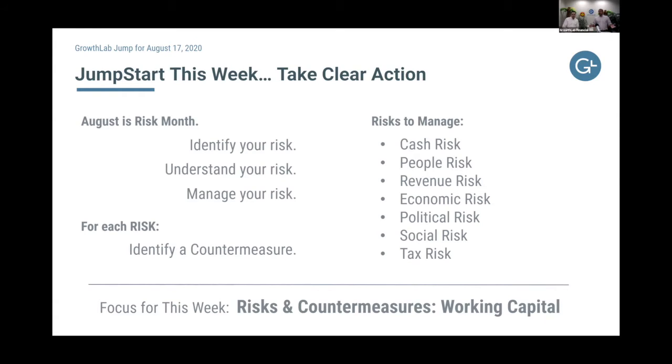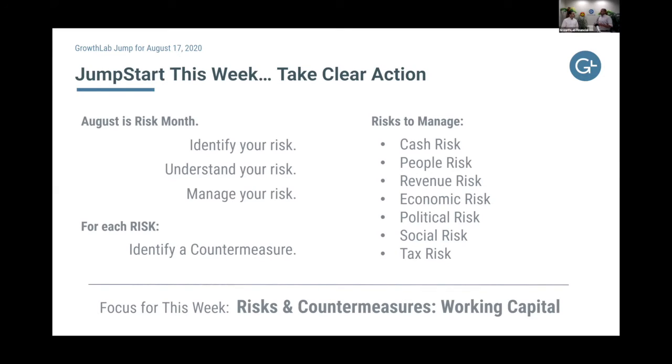So the first slide is: August is risk month, identifying those risks, understanding your risks, and then managing your risks. More importantly, it's inventorying those risks and developing countermeasures to make people responsible and accountable, so that hopefully, full circle, you're paying for that performance. Different types of risks: cash, people, economic, and of course today political is a huge one. Election year, social risks, asset value risks. We don't have to look that far. You look at the stock market and we're at all-time highs in the middle of a pandemic.